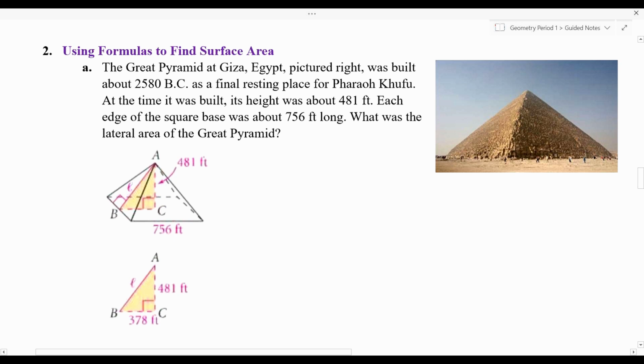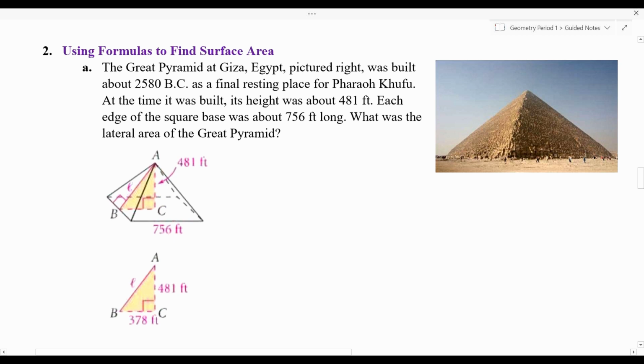Okay, so lateral area. If you see our picture, it looks like a square base. So we're going to take that picture and make it into a diagram, and we end up having this picture of our pyramid with a square base, 756 feet each side. Our slant, which we don't know, we'll find out how to calculate. We know our height, the altitude, which happens to be 481 feet.